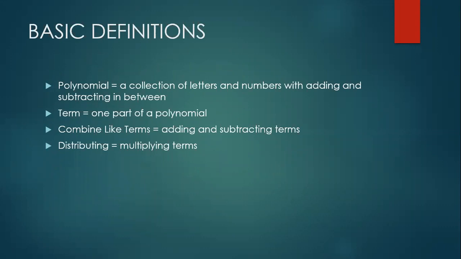All right, now what is a term? A term is one part of a polynomial. So if we take a polynomial, these letters and numbers, and we split it into parts, the parts would be called terms. So we can combine like terms. If they're unlike, we can't combine them. But if they're like terms, we can combine them by adding and subtracting them. And then we have one more thing called distributing, which is multiplying terms.